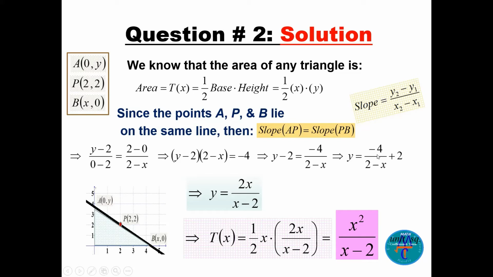Y will be minus 4 over 2 minus x, plus 2. You can add here by the LCD. You will get y equals 2x divided by x minus 2. Finally, you will get that. This is y, multiplied by x, multiplied by half. So you get the function T of x, which is the area: x squared divided by x minus 2.